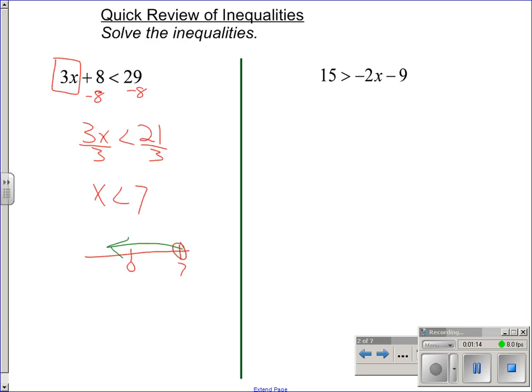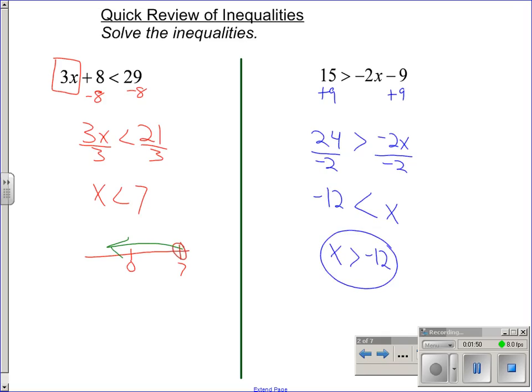For this one, same idea. I'm going to add 9 to both sides. So we're going to get 24 greater than a negative 2x. And to solve for x, we're going to divide by negative 2. Now, an important thing with inequalities: whenever you multiply or divide both sides of an inequality by a negative number, you switch the direction of the inequality. It's called changing the sense of the inequality, but that's what you do. So this answer, if you read from x, it really says x values greater than negative 12. That's our answer, okay? Basic idea of inequalities.